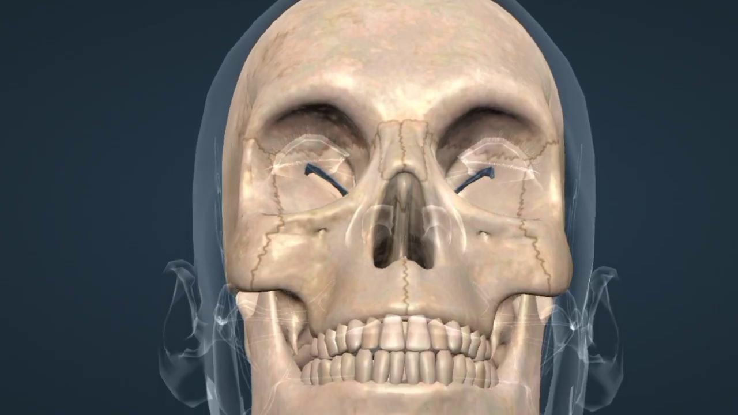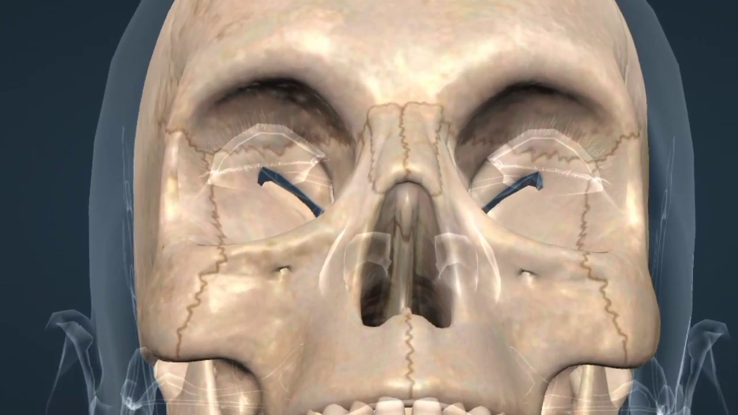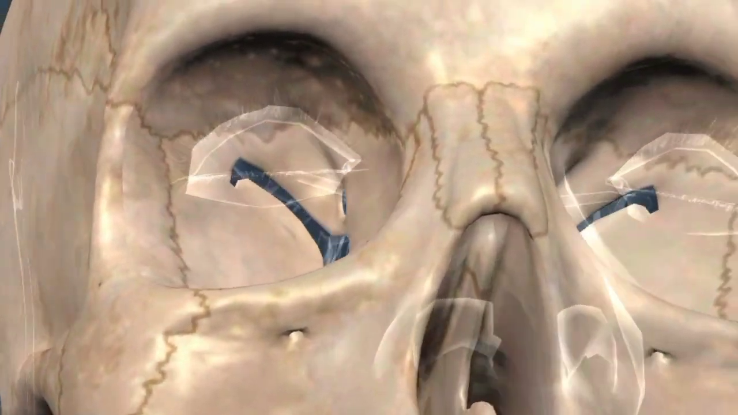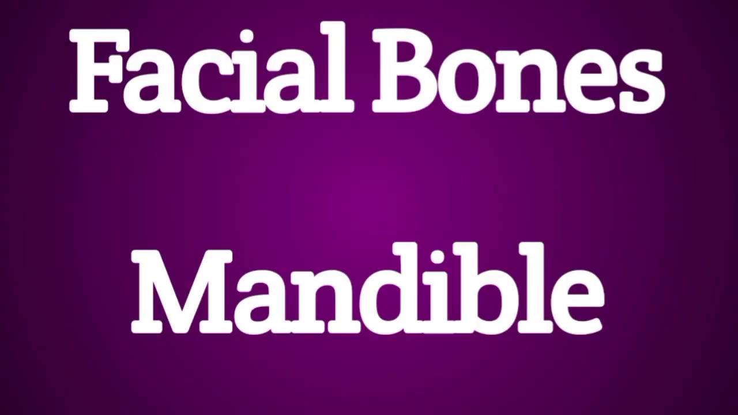Vomer forms the lower portion of the nasal septum. It divides the nasal cavity into left and right sides, aiding in airflow and support.